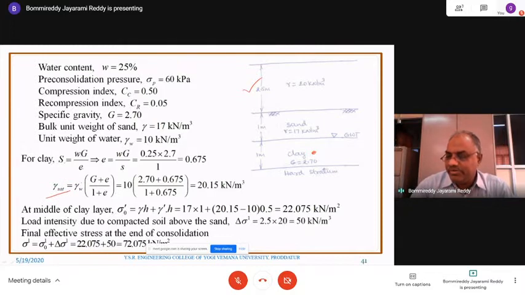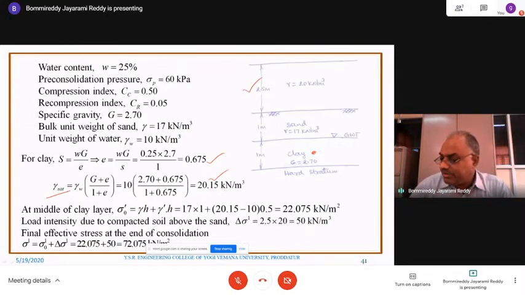Here water content is given. Since it is completely saturated, S is 1. Accordingly, the e value is 0.675. Substitute that in gamma saturated, and you will get the saturated unit weight of the clay.